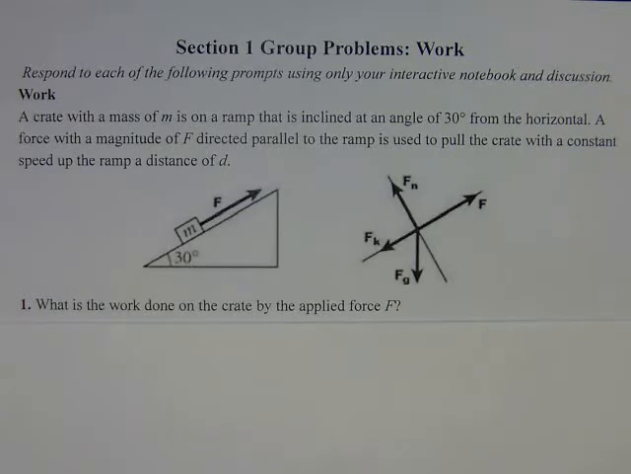So, a crate with a mass of m is on a ramp that is inclined at an angle of 30 degrees from the horizontal. A force with a magnitude of F directed parallel to the ramp is used to pull the crate with a constant speed up the ramp a distance of d, according to these diagrams here. Number 1. What is the work done on the crate by the applied force F?